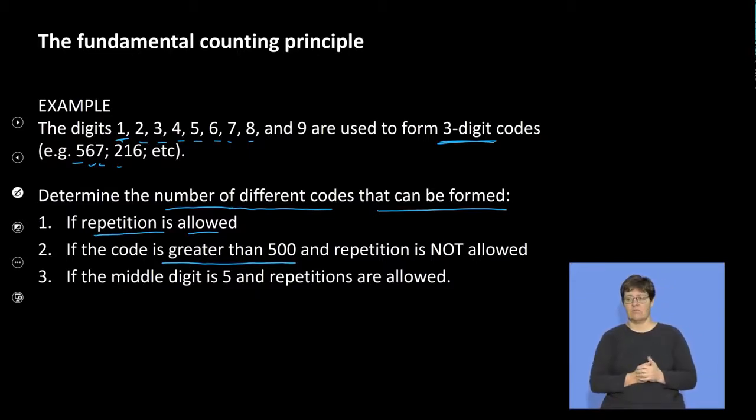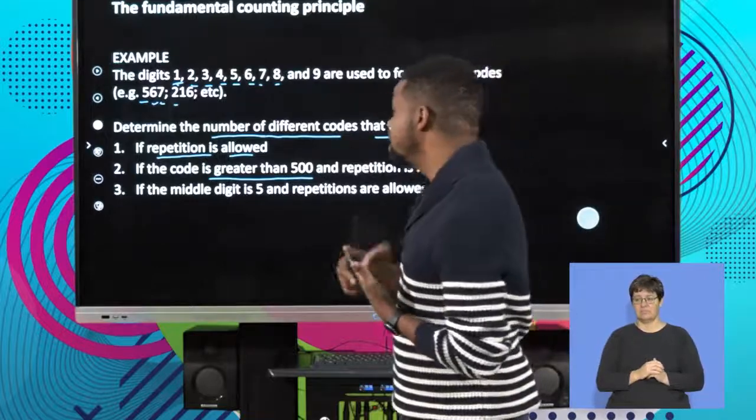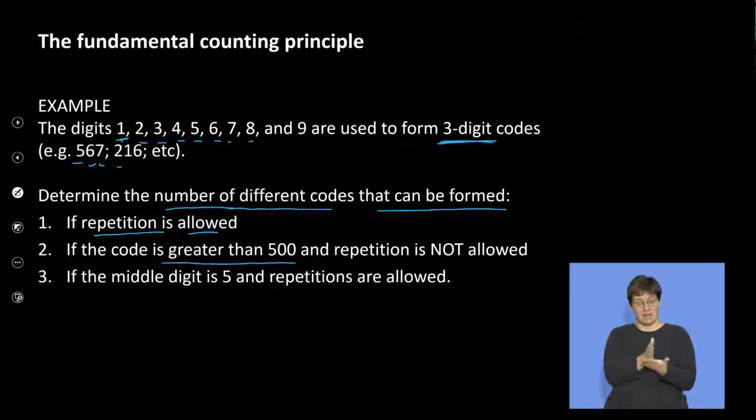So we cannot have a code like 679 because 679 is more than 500. Are we together? But I can have 123 because that is less than 500. Then our last question: if the middle digit is 5 and repetition is not allowed.